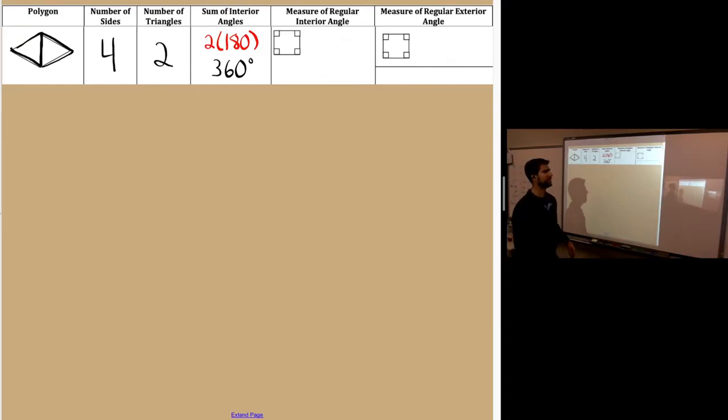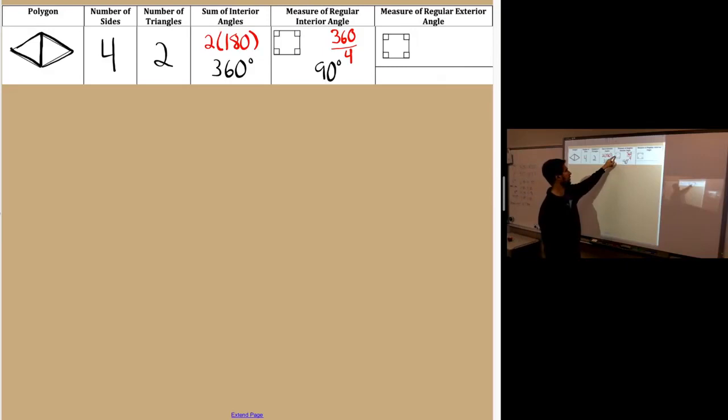There are 1, 2, 3, 4. Therefore, I'm going to do 360 divided by 4 to give me 90 degrees, which makes sense because these are all right angles, 90 degrees.